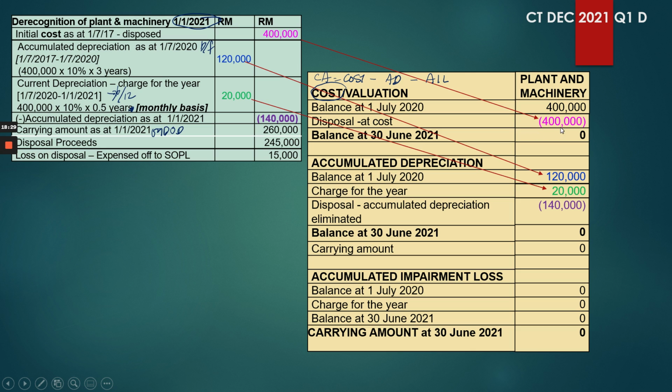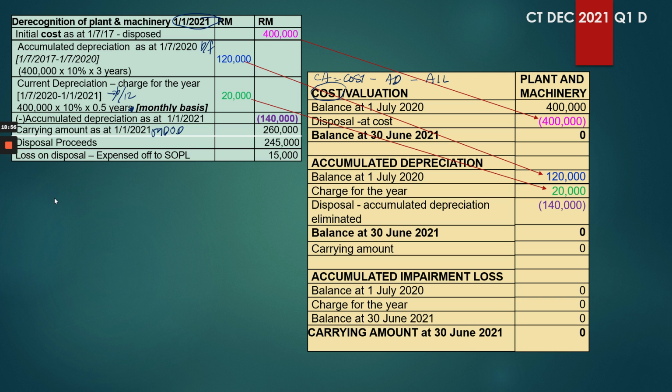Same goes for the asset. The cost for the plant and machinery was also 0. There was no information on impairment because the asset here, plant and machinery, was not impaired. So at the end of the year, the carrying amount, should you have any impairment loss for this asset, you must also consider that. But here none. So at the end of the year, you have this information.